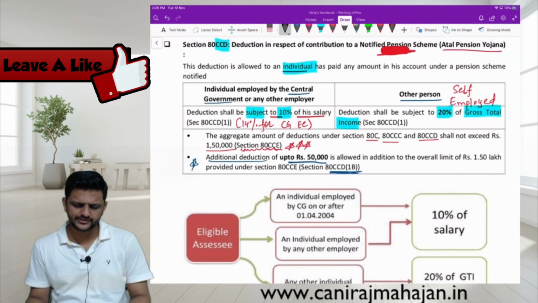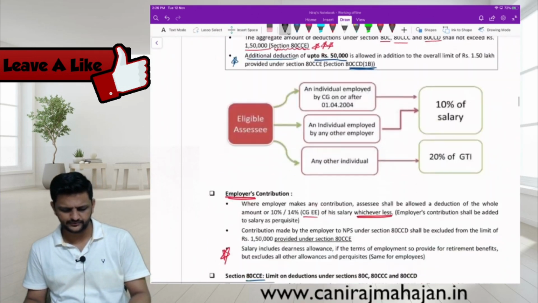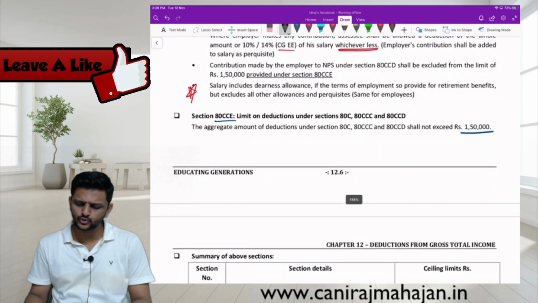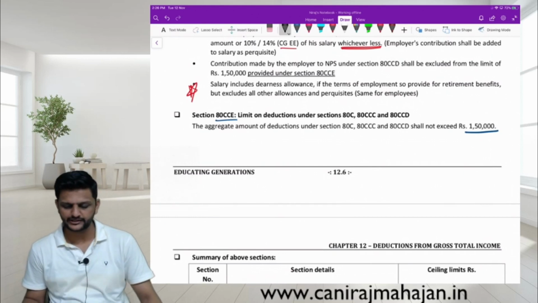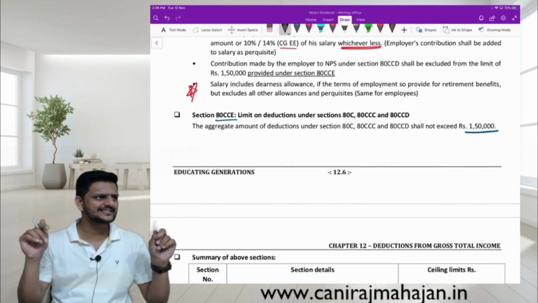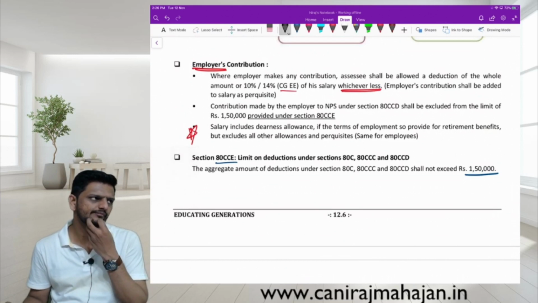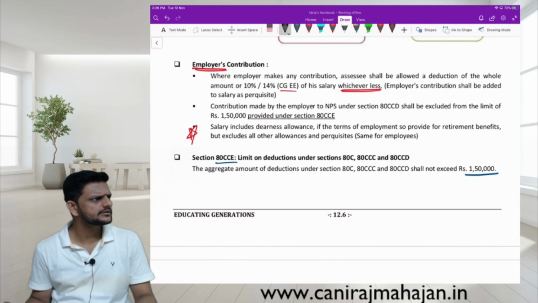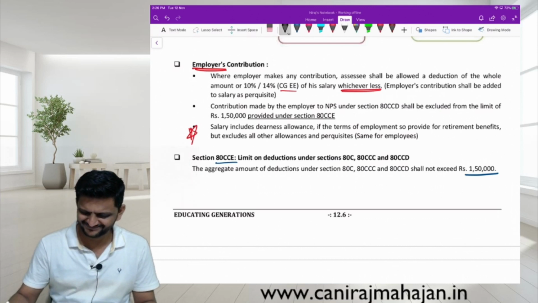Then, individual employed by central government or any other employer under section 80CCD(1), 10% of his salary. Salary includes DA, the part of which is part of retirement benefits, but excludes any other allowances or perquisites. So we just have to take what? 10% of salary. That's it. That will be the deduction. Or how much is the actual contribution? Obviously.